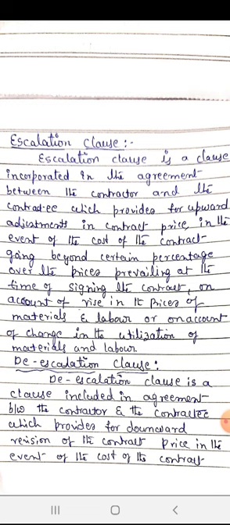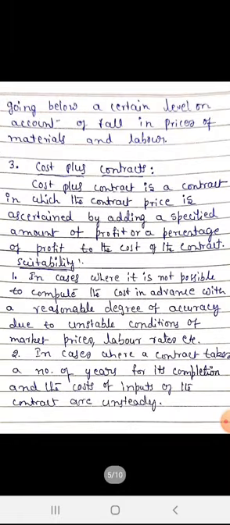Next, de-escalation clause means there is a decrease in the price of the contract because of a decrease in the cost of the material or a decrease in the cost of the labor, right? A de-escalation clause is a clause included in the agreement between the contractor and the contractee which provides the downward revision, meaning decrease, in the materials and labor. Okay, next, the first one is fixed, we cannot change. Under escalation and de-escalation, escalation means increase, de-escalation means decrease.